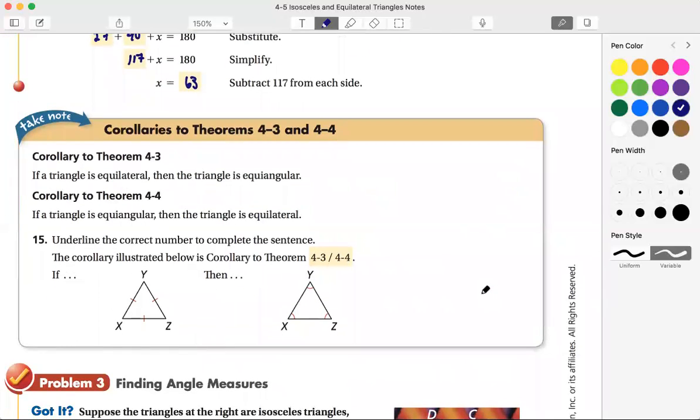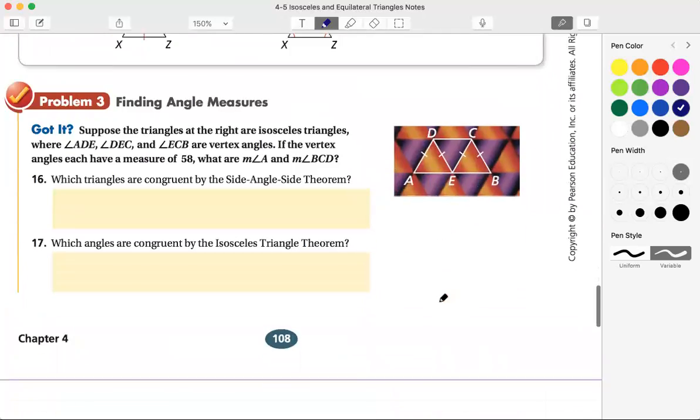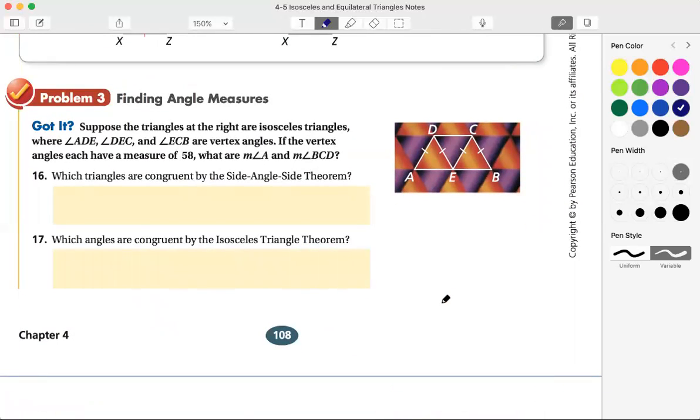Okay, to go along with the isosceles triangle theorem, we actually can show the same thing with equilateral triangles. If a triangle is equilateral, then that means it's also equiangular. And if it's equiangular, it must be equilateral. That's basically the same thing there. Okay. So finding angle measures. Suppose the triangles at the right are isosceles triangles where angle ADE is congruent to angle DEC, which is congruent to ECD, and they are not congruent, but they're vertex angles. If the vertex angles each have a measure of 58, what are the measure of angle A and the measure of angle BCD?